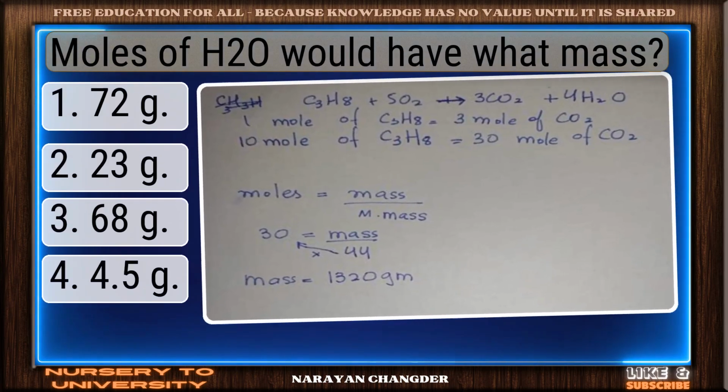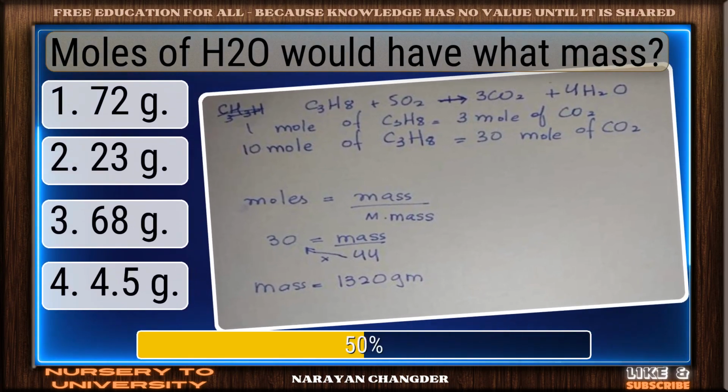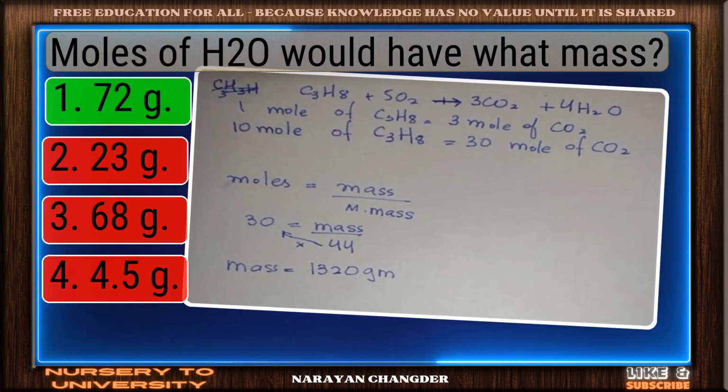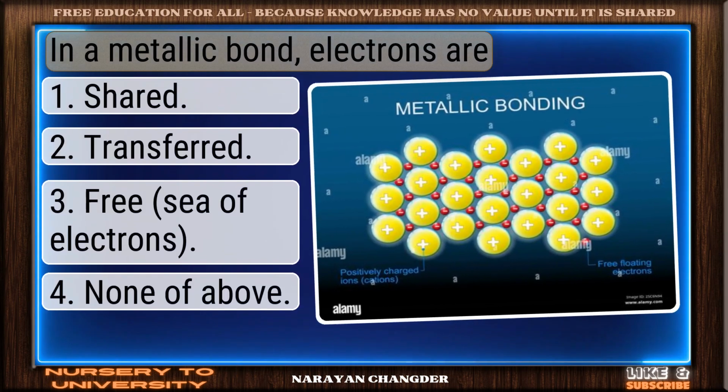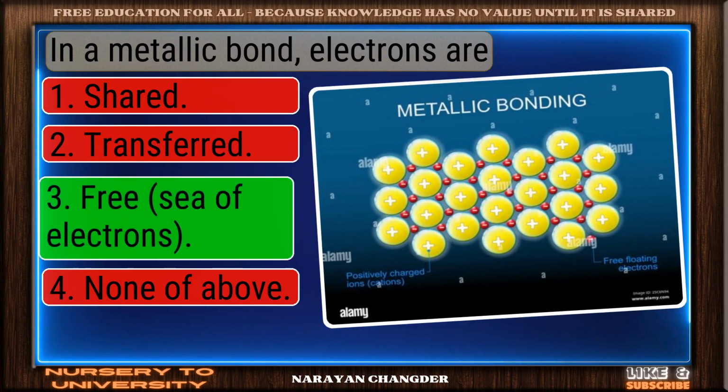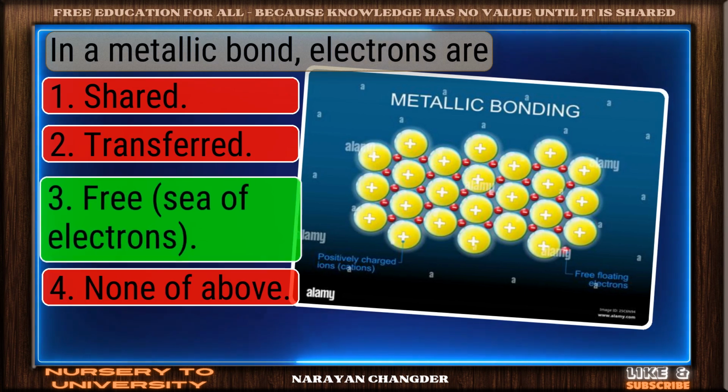Moles of 2 would have what mass? Perfect. 72 g is the correct choice. In a metallic bond, electrons are... Right choice. Free is the best answer.